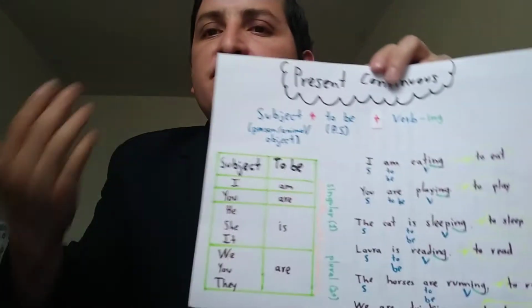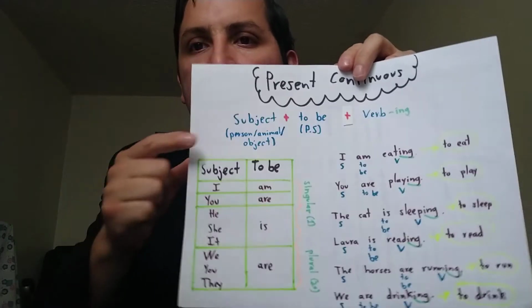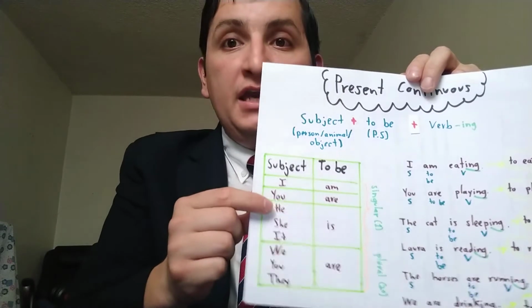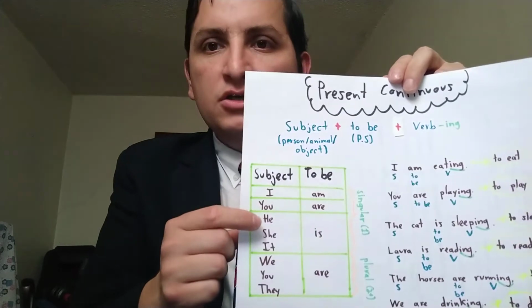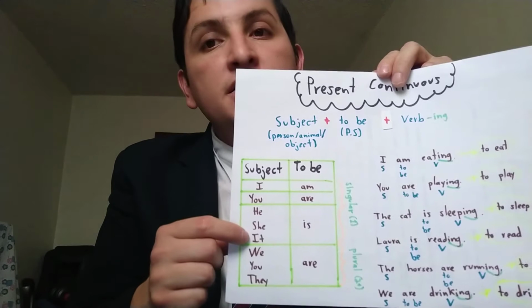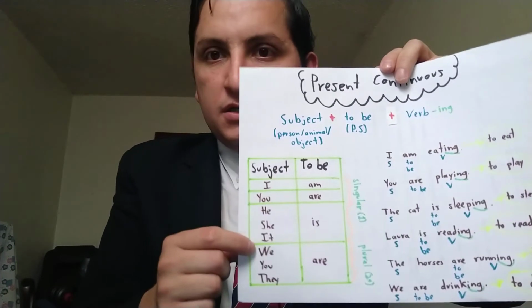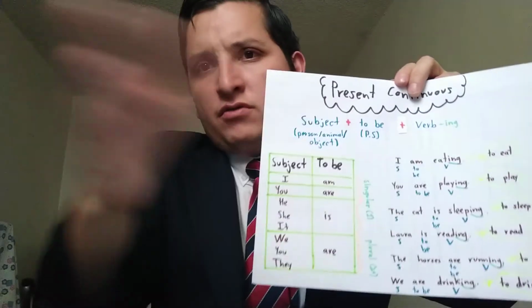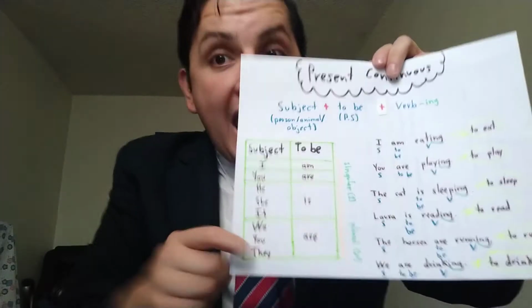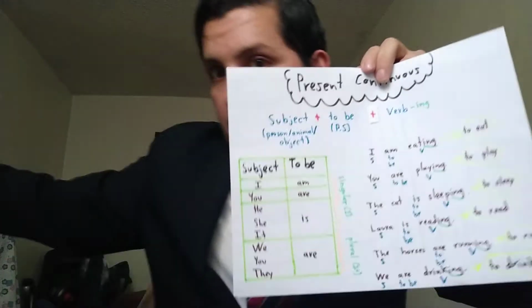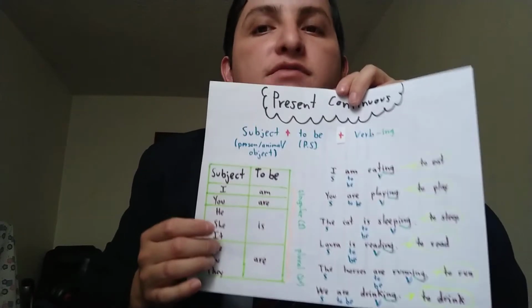Now, let's identify the subjects with pronouns. I, you, he if it's a boy or a man, she if it's a girl or a woman, it if it's an animal or an object, we, you and me, you, maybe you and your mom, you and your dad, or when I talk about you, they. They, the animals, the students, the people. They, okay? Those are subjects.